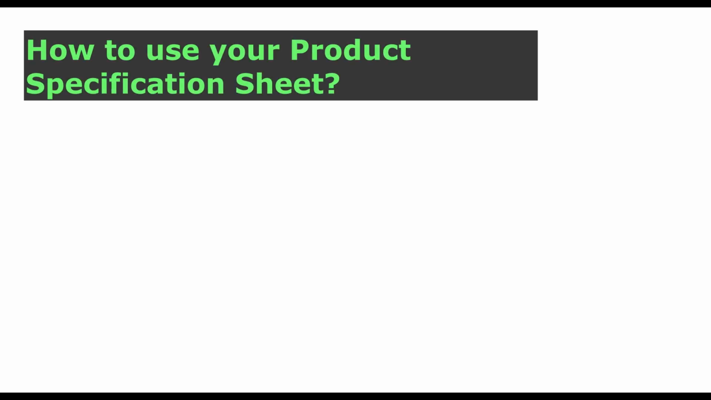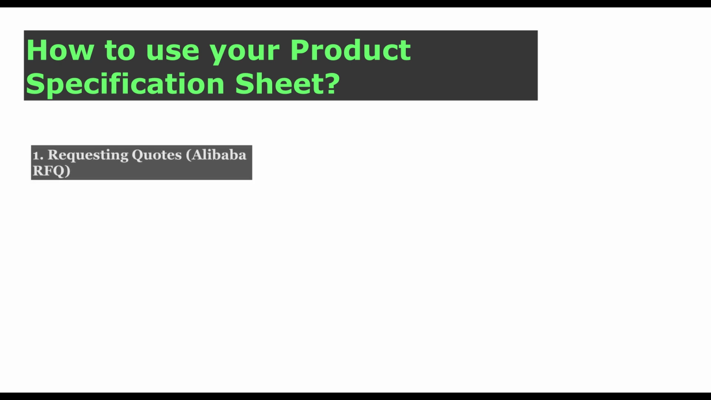Okay, next let's take a look at how to use your product specification sheet. After you have defined your product specification sheet, there will be several occasions where you can use it to your advantage. And here are some tips. First, you can use it in requesting quotes. You should include your product specification sheet when sending out your RFQ pack to suppliers. As I explained earlier, this will help suppliers to really understand your product requirements. As such, they will be able to provide better quotations to you.